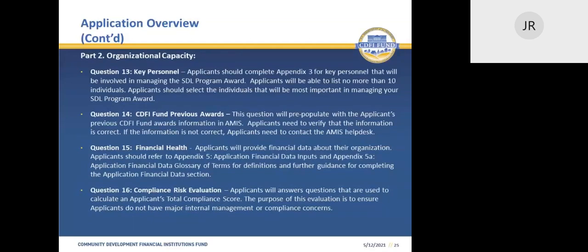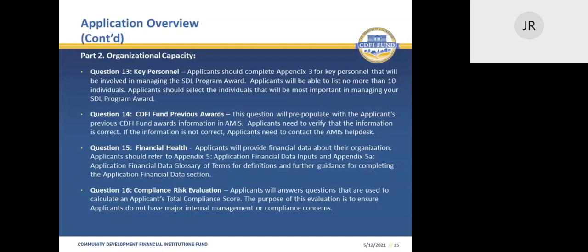For question 14, this question will be pre-populated with the applicant's previous CDFI Fund awards. Again, please verify that this information is correct. Question 15 is on the financial health of your organization, and we also provided on our website a workbook that provides further guidance on completing this section.